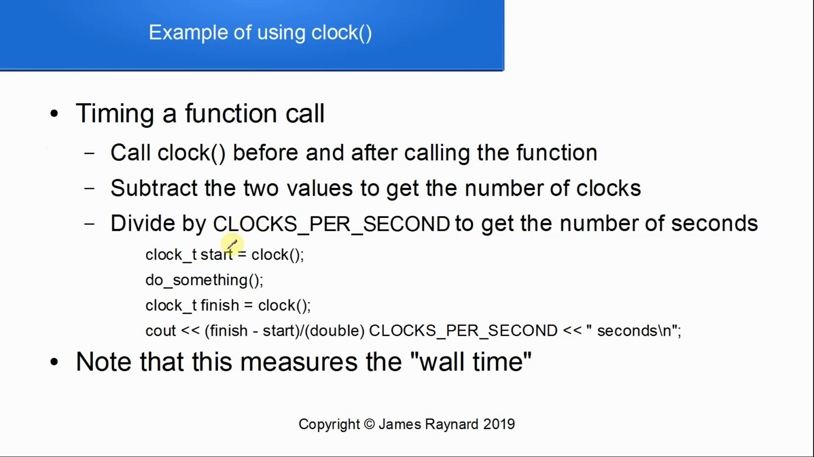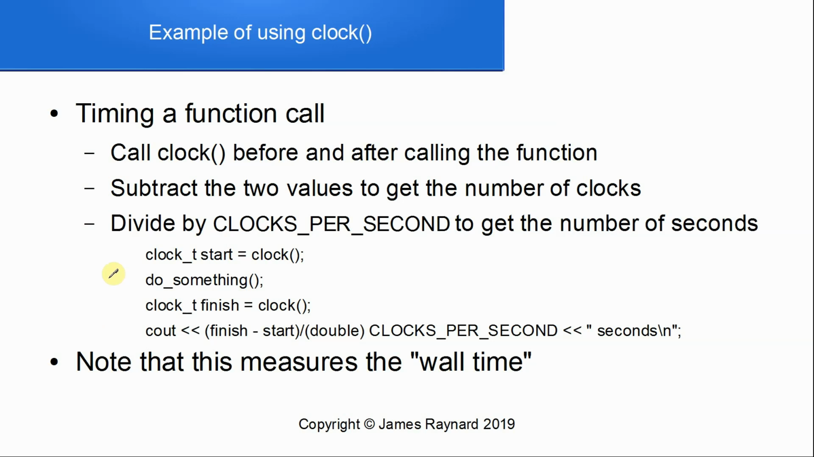So the code will look like this. We call the clock, we save the value returned, we call the function we want to measure, then we call clock again just after it returns and we save the return value from that as well. We subtract the two, that gives the number of clock ticks that occurred while the function was being called. Then we divide by clocks per second, we cast it to double to make sure that we do floating point precision, so we get all the decimal points. Then we can display the result.